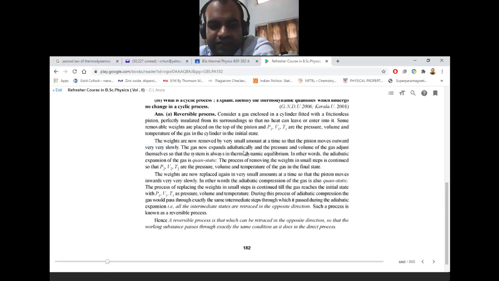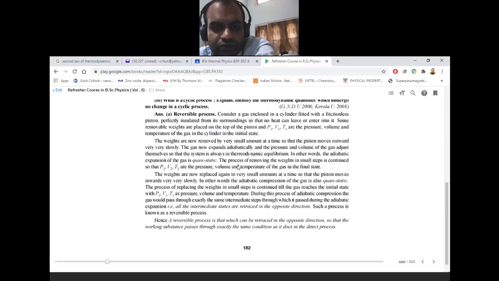The gas now expands adiabatically, and the pressure and the volume of the gas adjust themselves so that the system is always in thermal equilibrium. We are adiabatic because the gas is placed in a cylinder which does not allow entry of heat to the system or exit of heat from the system. So this process is actually adiabatic, perfectly insulated from its surrounding. That means no heat can pass.